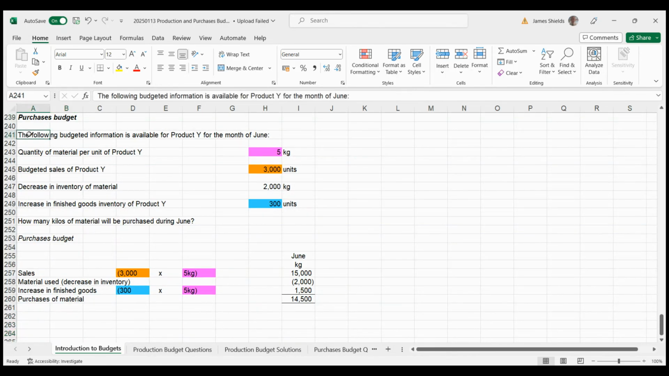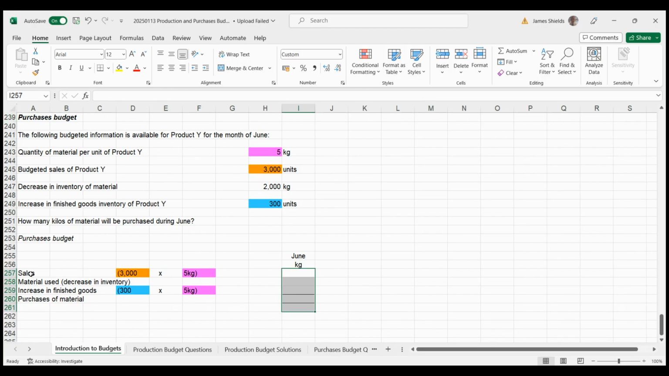The following budget information is available for product Y for the month of June. The quantity of material per unit for product Y is 5 kilograms, that's per unit. The budgeted sales of product Y is 3,000 units. The decrease in the inventory of the material for the month is 2,000 kilograms. And the increase in the finished goods inventory of product Y is 300 units. How many kilograms of material will be purchased during June? So here I put together a small template for us.